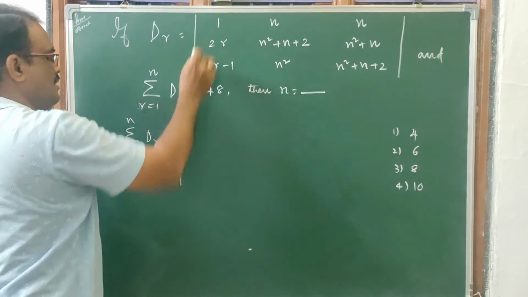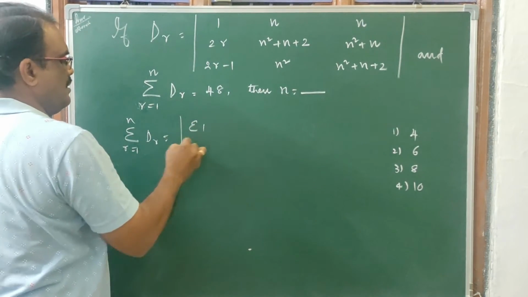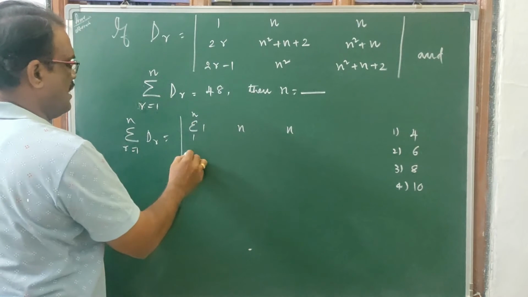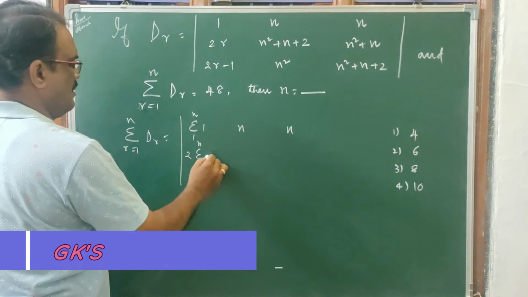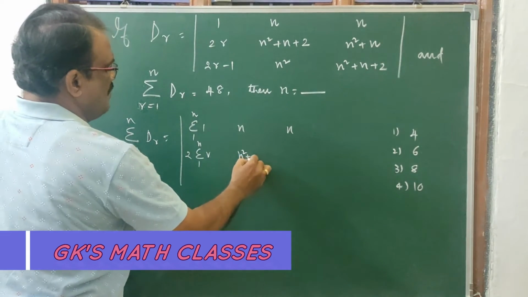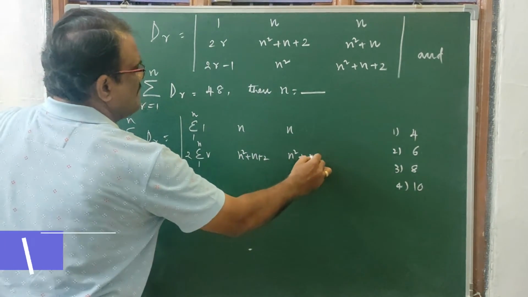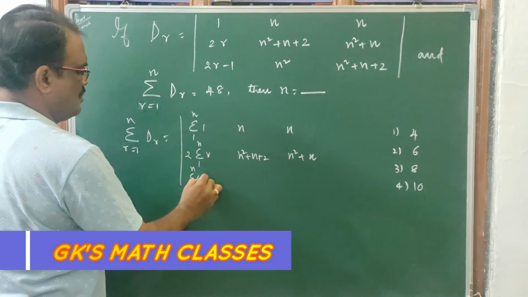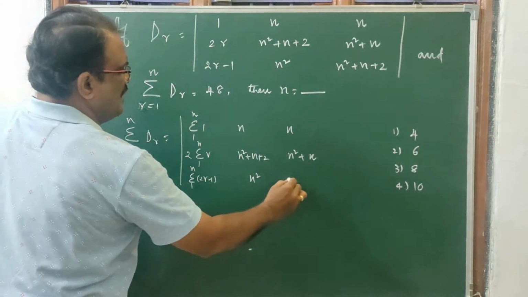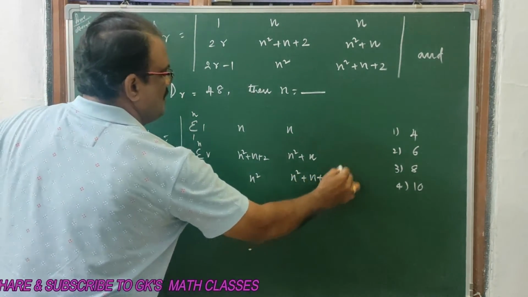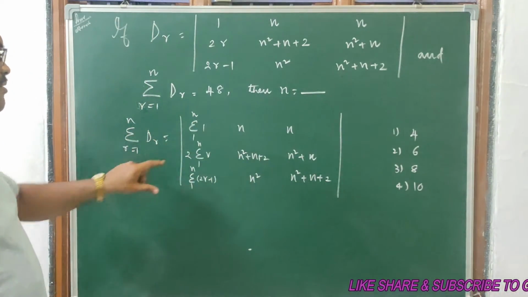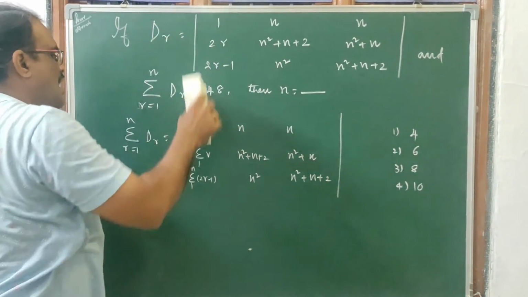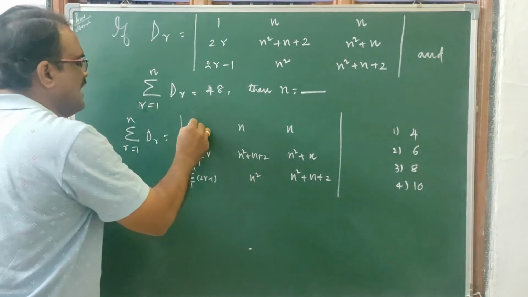We take sigma of 1, that is r is equal to 1 to n, same n. Take here 2 sigma 1 to n r. Here n square plus n plus 2, n square plus n. Take here sigma 1 to n of 2r minus 1, n square plus n plus 2. For your convenience I wrote it here, but actually it is not required: 1 plus 1 plus 1, n times, automatically becomes n.